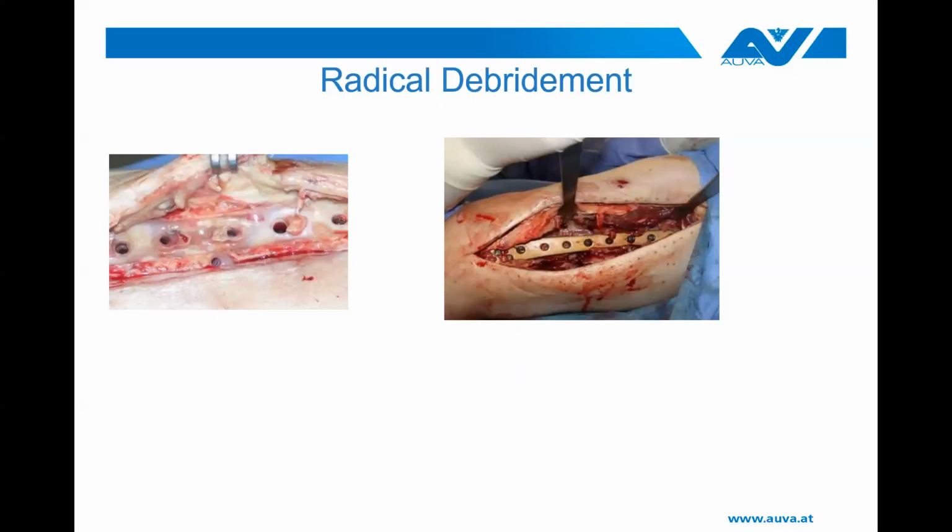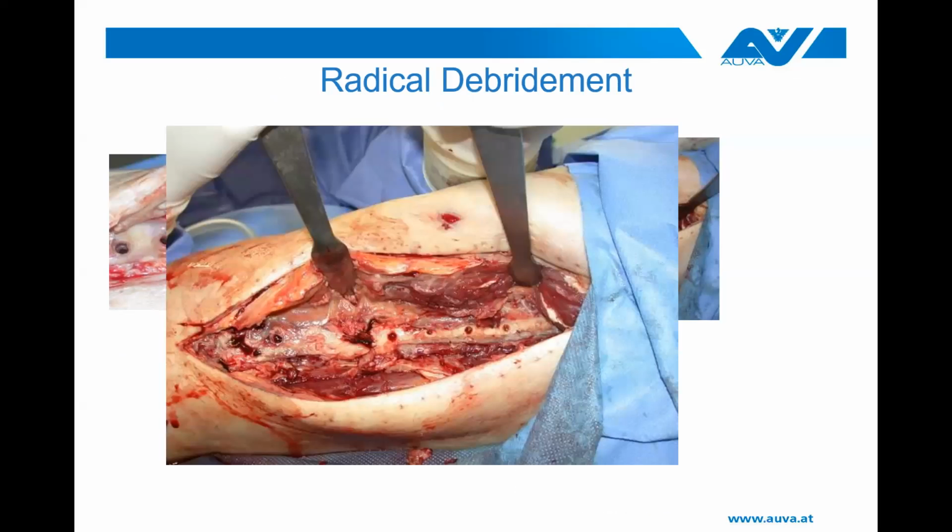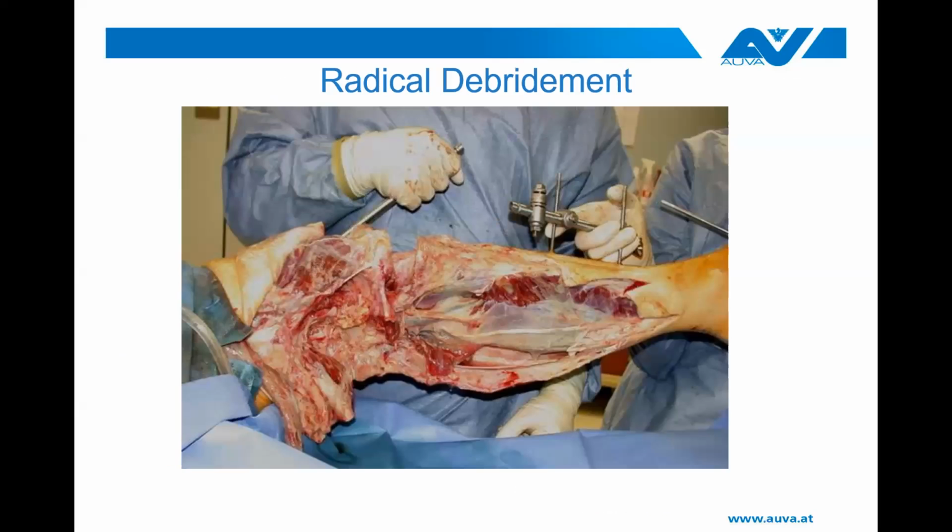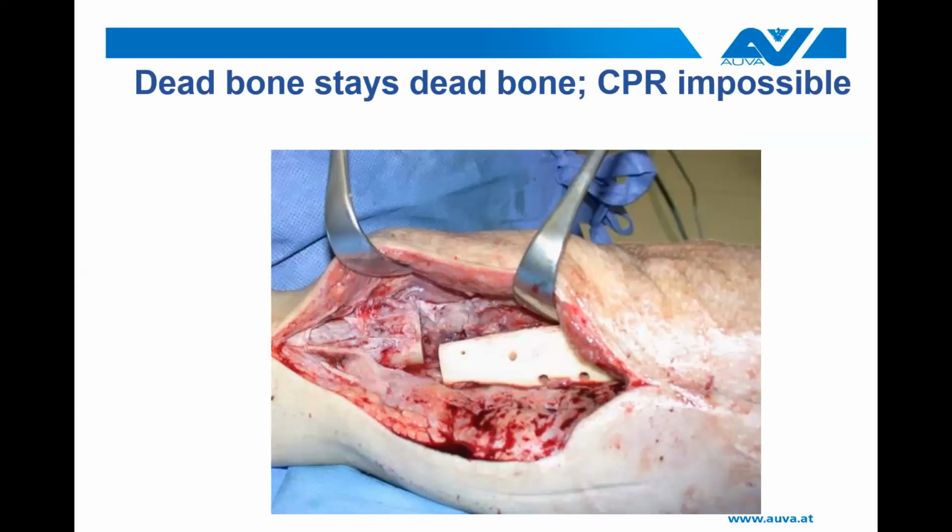You have to do, as I said, radical debridement. The image on the left side, this is not debridement enough. You have to do debridement completely until all the infected tissue is removed, even if you finish in a position like this. Dead bone stays dead bone. You see this bone, this white shining bone without any bleeding. This is dead bone.